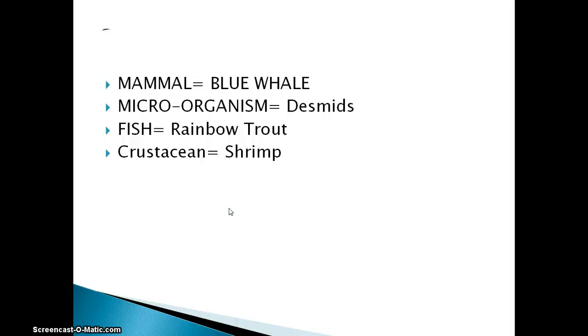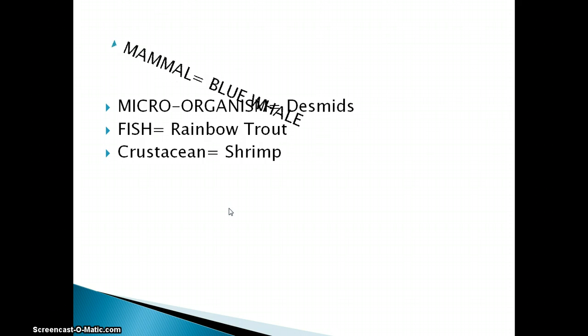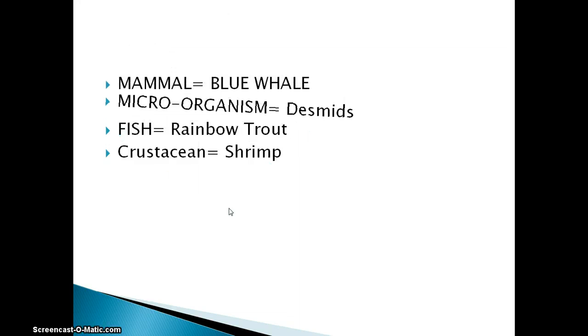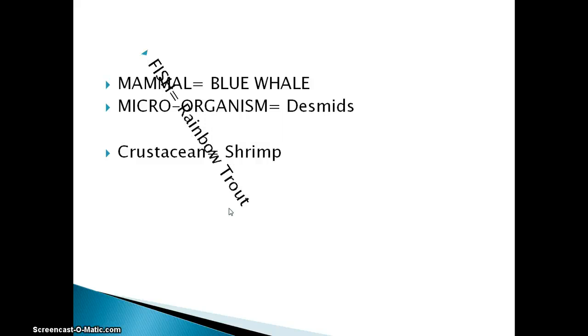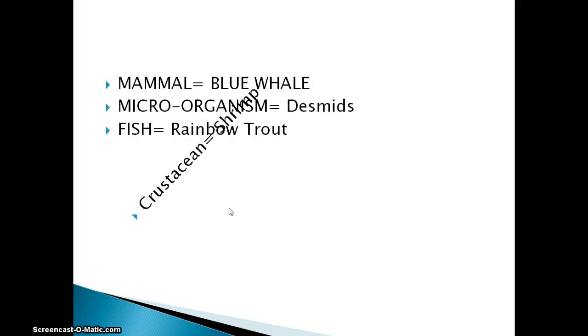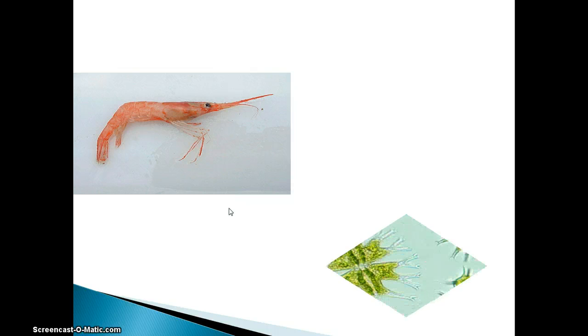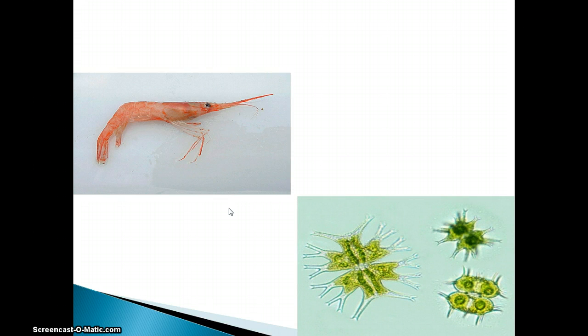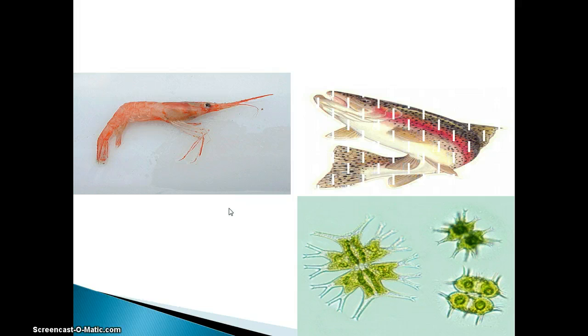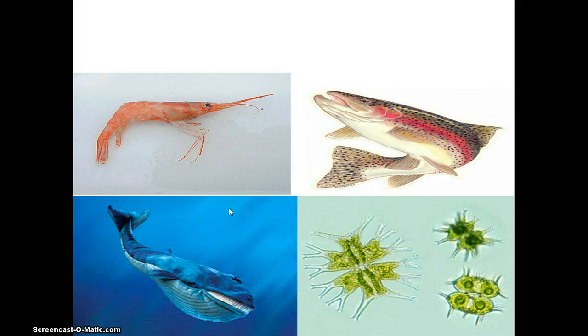And for saltwater organisms, the mammal is a blue whale, while the microorganism is a desmid. A fish that lives in saltwater is the rainbow trout, and a crustacean is shrimp, which is common but also related to prawns. Saltwater organisms. This first picture is a picture of shrimp. This is the desmids, the rainbow trout, which is very famous, and the blue whale, the largest whale of all.